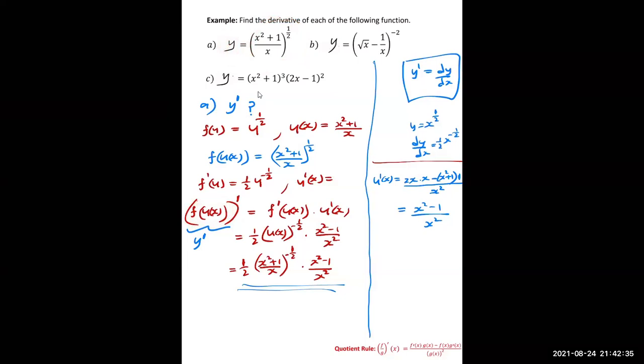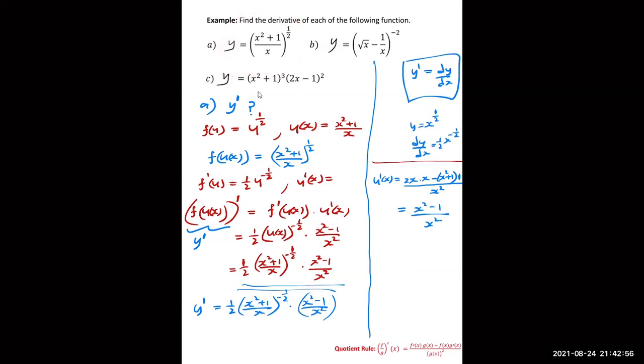Let me write the last statement. y prime is equal to 1/2 times (x squared plus 1/x) to the power of minus 1/2 times (x squared minus 1/x squared). That is the derivative of this given function. Okay, that's how you apply the chain rule.